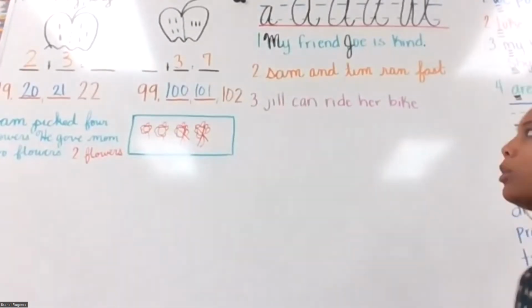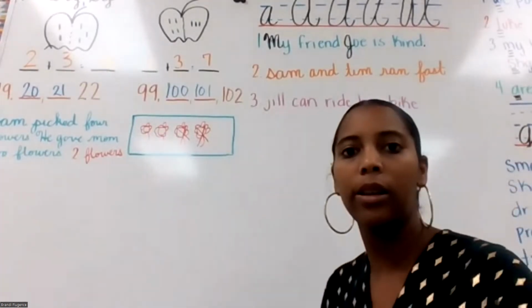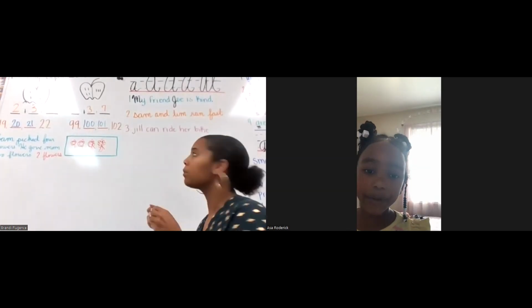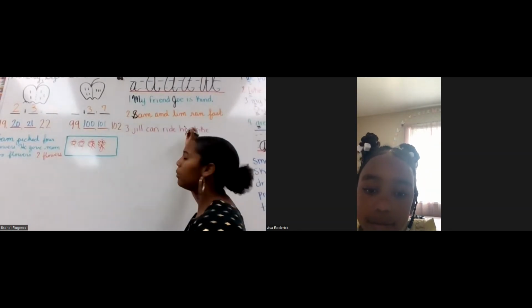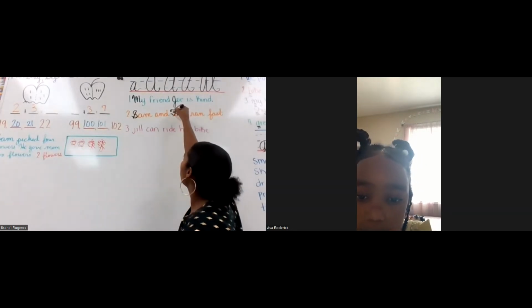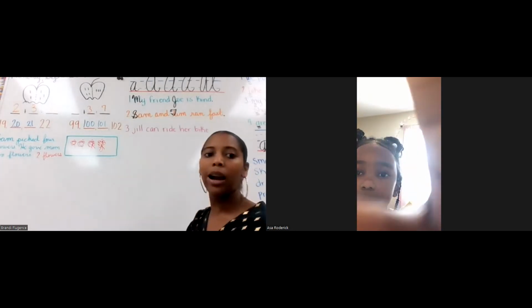All right, let's do number 2. So Sam and Tim ran fast. How would I write this sentence correctly? Asa, can you tell me how to write this one correctly? You capitalize the S in Sam, and capitalize the T in Tim, and put a period at the end. Awesome.